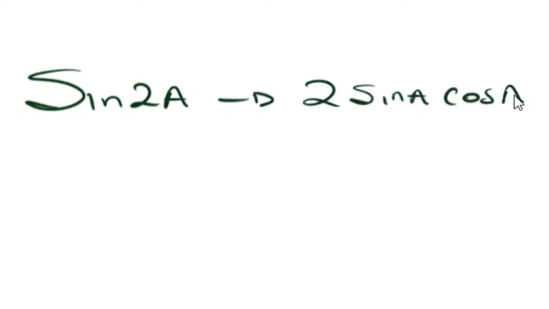So we have sine 2A. So whenever you have 2 over there, you can rewrite it in that way. You have 2 with your angle, it can be written like this. This is the only double identity that you have for sine.